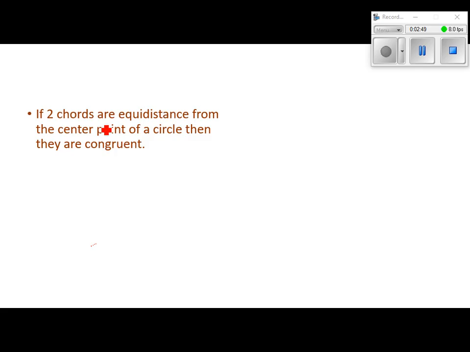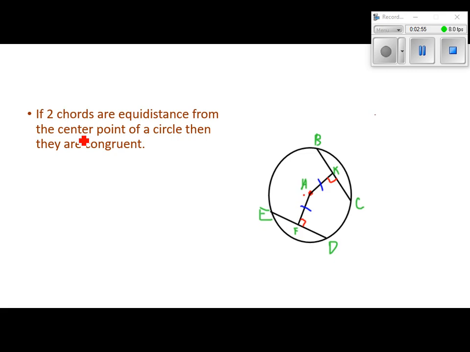If two chords are equidistant from the center point of a circle, then they have to be congruent. So if I have these two chords and the distance, remember the distance has to be given by a right angle there, they have to be perpendicular. So if those two distances are congruent, if they're both the same, if they're both 5 inches or whatever, then these two chords have to be congruent.